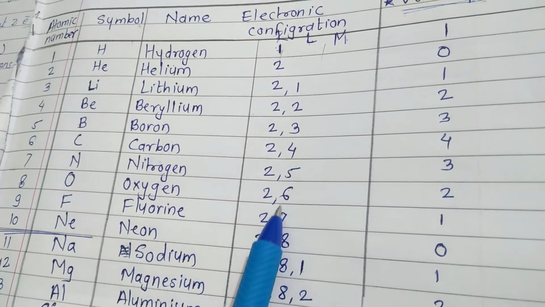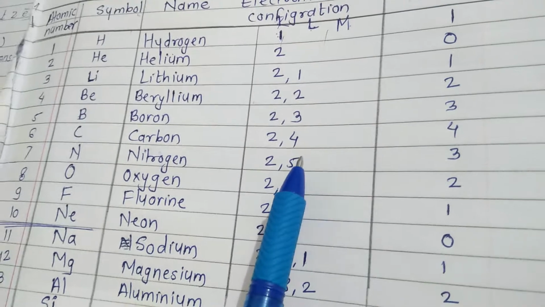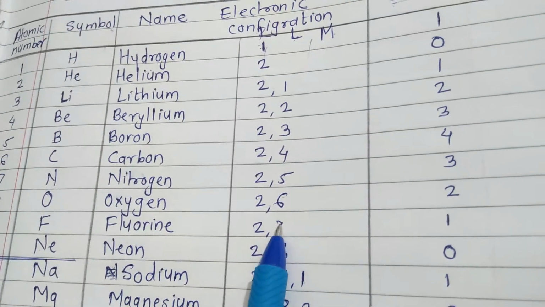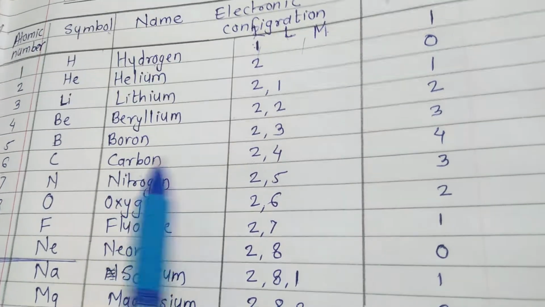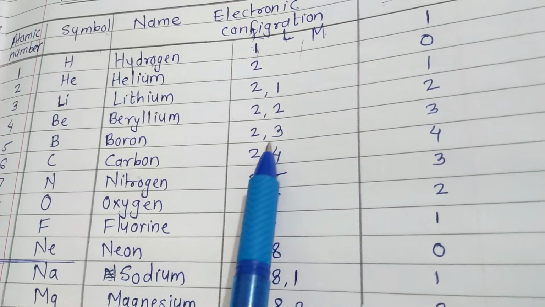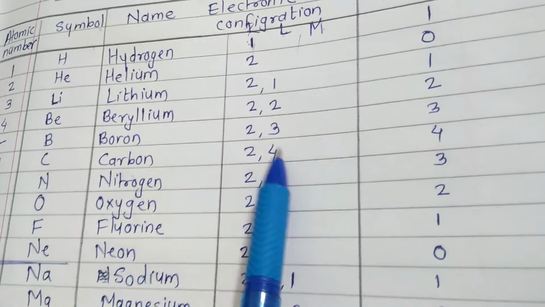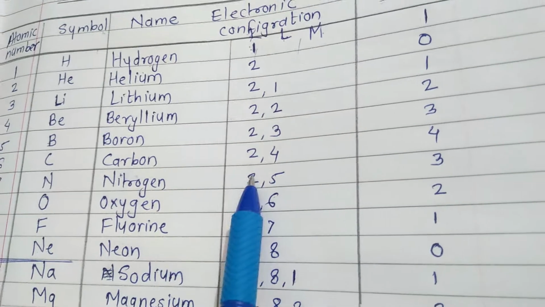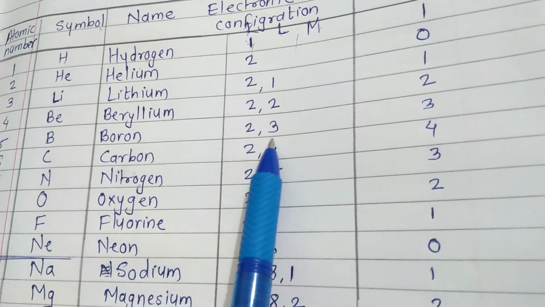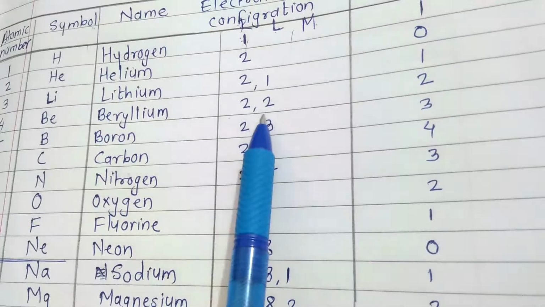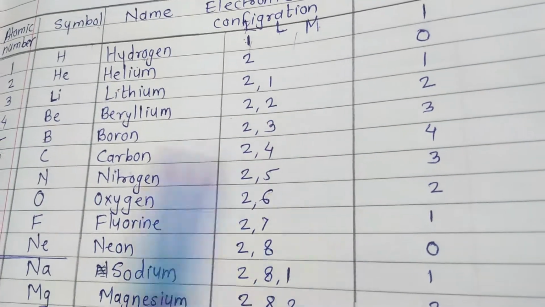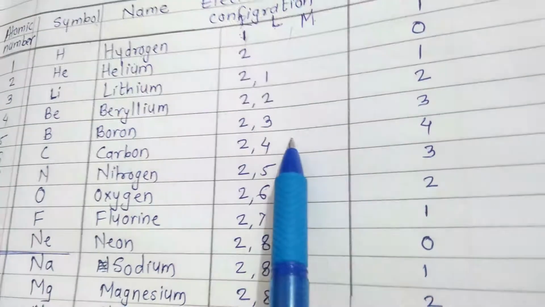Those who have 5, 6, 7 electrons have a tendency to receive electrons. But for some elements like carbon, the outermost shell contains 4 electrons. So they will not donate, they will not receive, but rather they will share the electrons. So some elements donate electrons, some elements receive electrons, some elements share electrons.